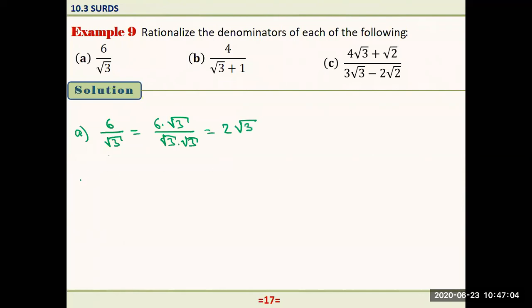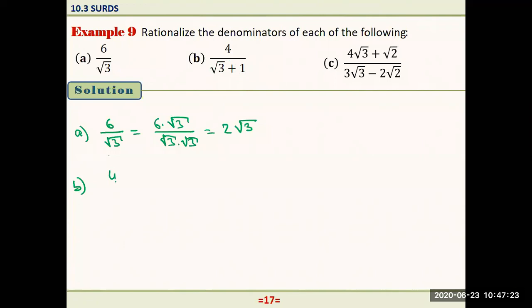Okay. How about question B? Also, we need to rationalize the denominator here. So first, we need to multiply. As you see here, we need to recognize it is just an irrational number. It's square root of 3 plus 1. And we need to multiply numerator and denominator by the conjugate of the denominator, right?